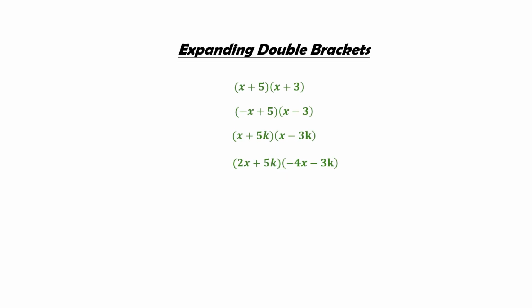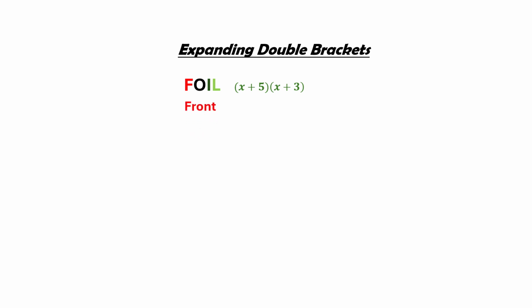Expanding double brackets. Let's do the first question. We will use FOIL. What's FOIL? F is for front, O is for out. Front is just the ones in the beginning, x and x. Out are x and 3, they are outside. And then we multiply the inside, which is 5 and x. And finally we multiply the last, which is 5 and 3.